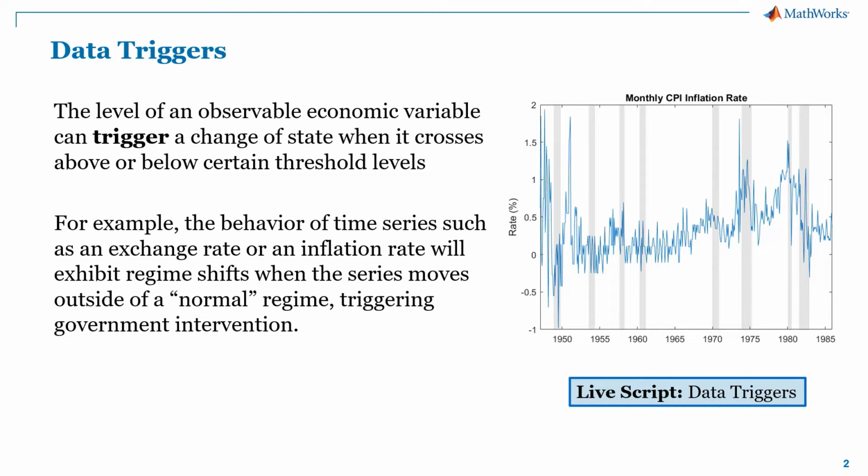Threshold transitions require both a designated threshold variable and a set of distinct thresholds on the level of that variable. The idea is that when the variable crosses a threshold, it triggers a state change. Examples of threshold variables are things like inflation rates and exchange rates, which, when they move outside of a normal range, can trigger government intervention with a new set of rules and correspondingly new model parameters. Let's look at some inflationary data in MATLAB.